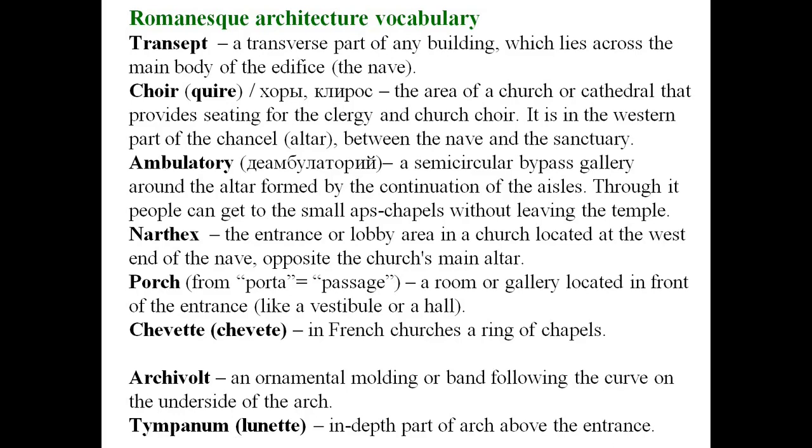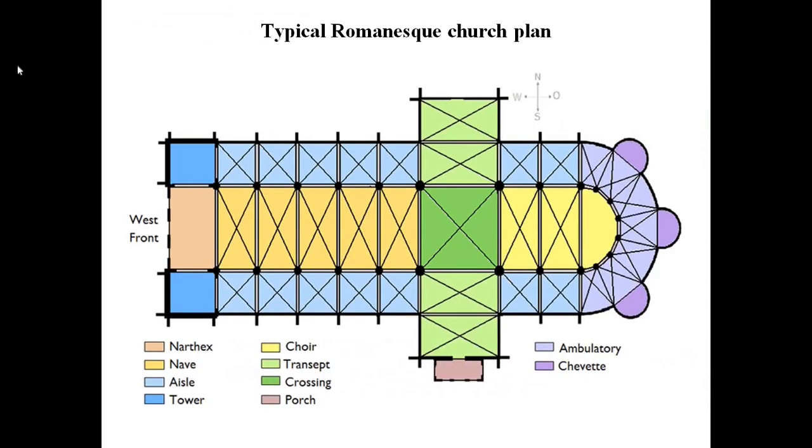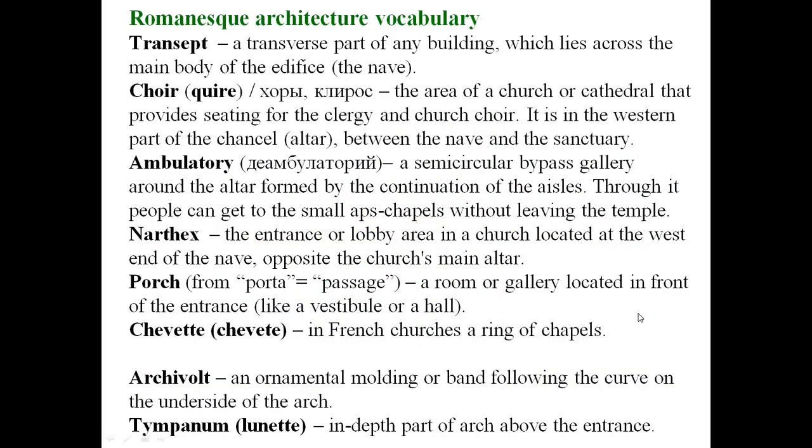Then chevet, in French churches it is a ring of chapels. They are usually located in the eastern part of the church. Archivolt, it is an ornamental molding or band following the curve of the outside of the arch. We'll see it next. And another decorative item is the tympanum or lunette. It is the in-depth part of the arch above the entrance.